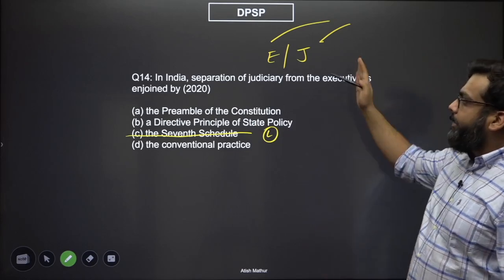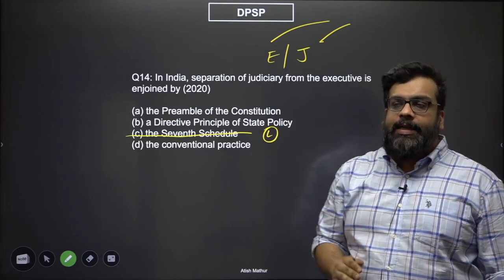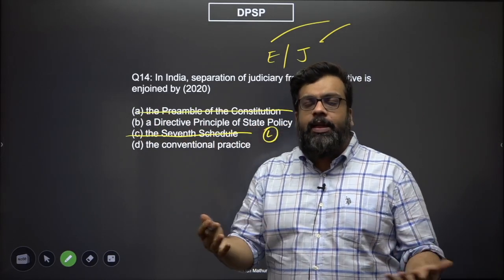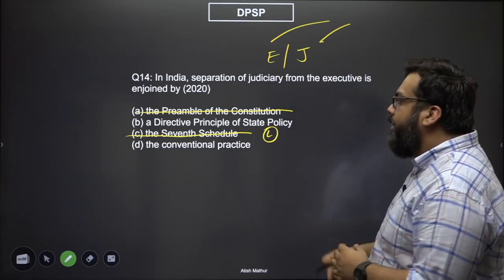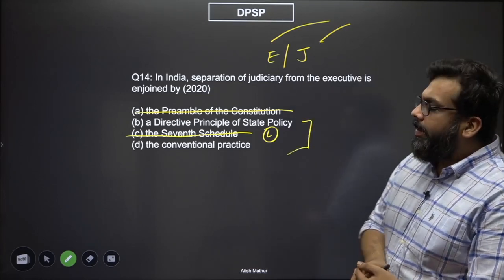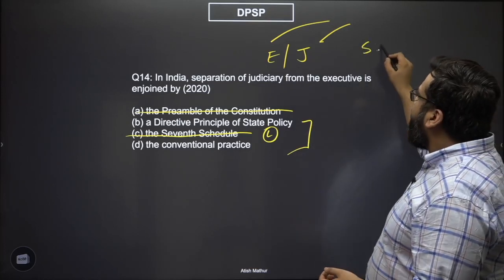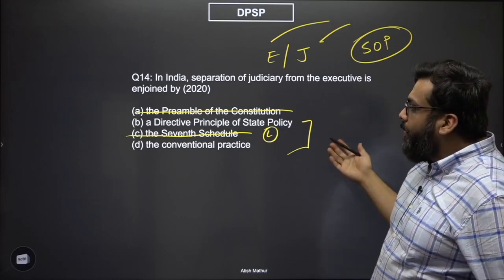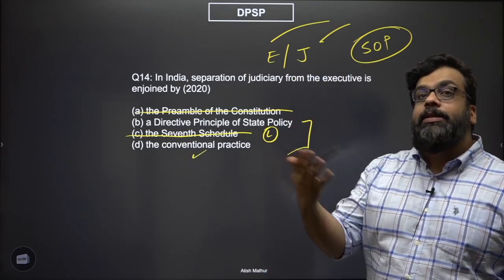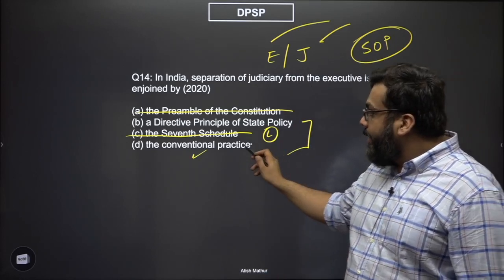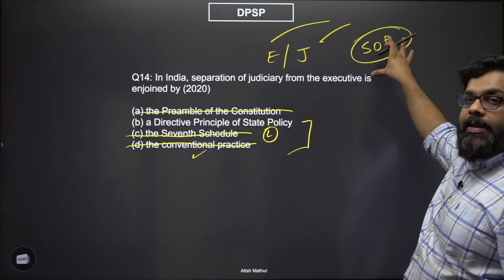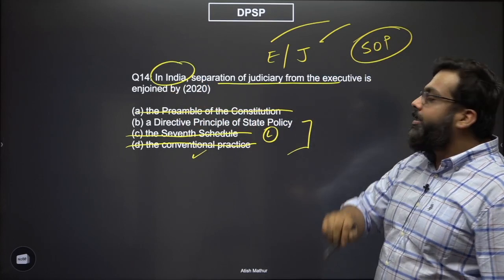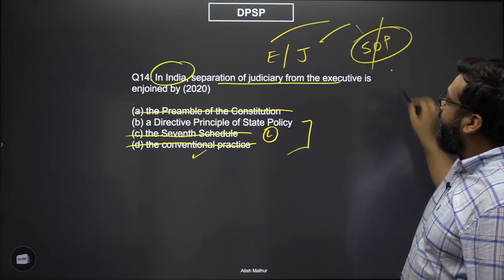Fair enough. This seems like something which is fairly technical and fairly detailed and fairly specific. That means the preamble will not contain it, because the preamble usually speaks about larger objectives. We are now left with directive principles and conventional practice. Separation of powers is important enough to not just be a conventional practice, because you could discontinue it at any point of time, and it is not explicitly mentioned in the constitution, which is why it says in India separation of judiciary from the executive. It does not say separation of powers.